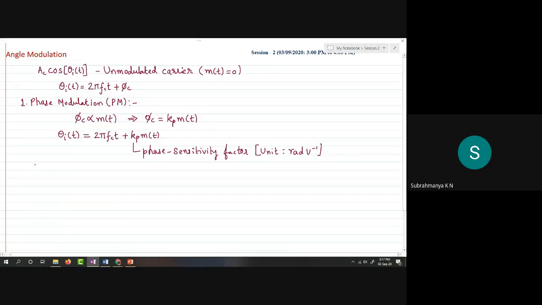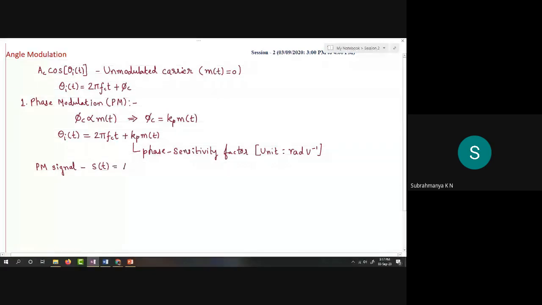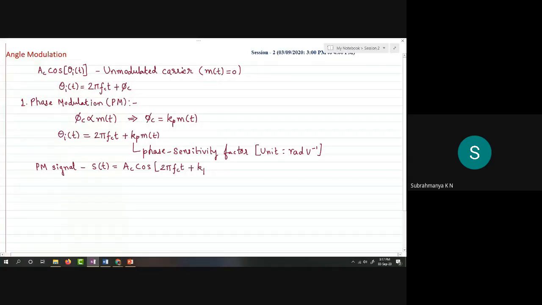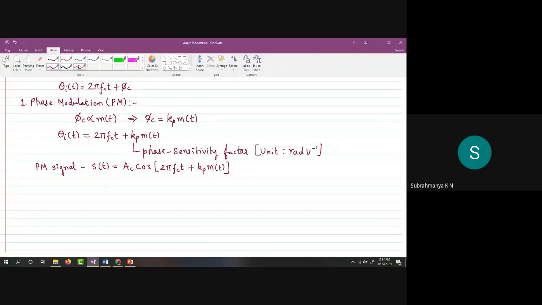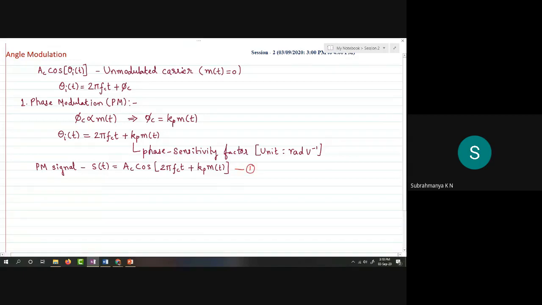And all in all, my modulated signal, the phase modulated waveform, can be written as s(t) = Ac cos(2 pi fc t + kp m(t)), as we are not going to modulate the carrier amplitude but the angle. I replaced theta_i(t) with this equation. This is going to be the equation for the phase modulated waveform. Let me call this equation 1.